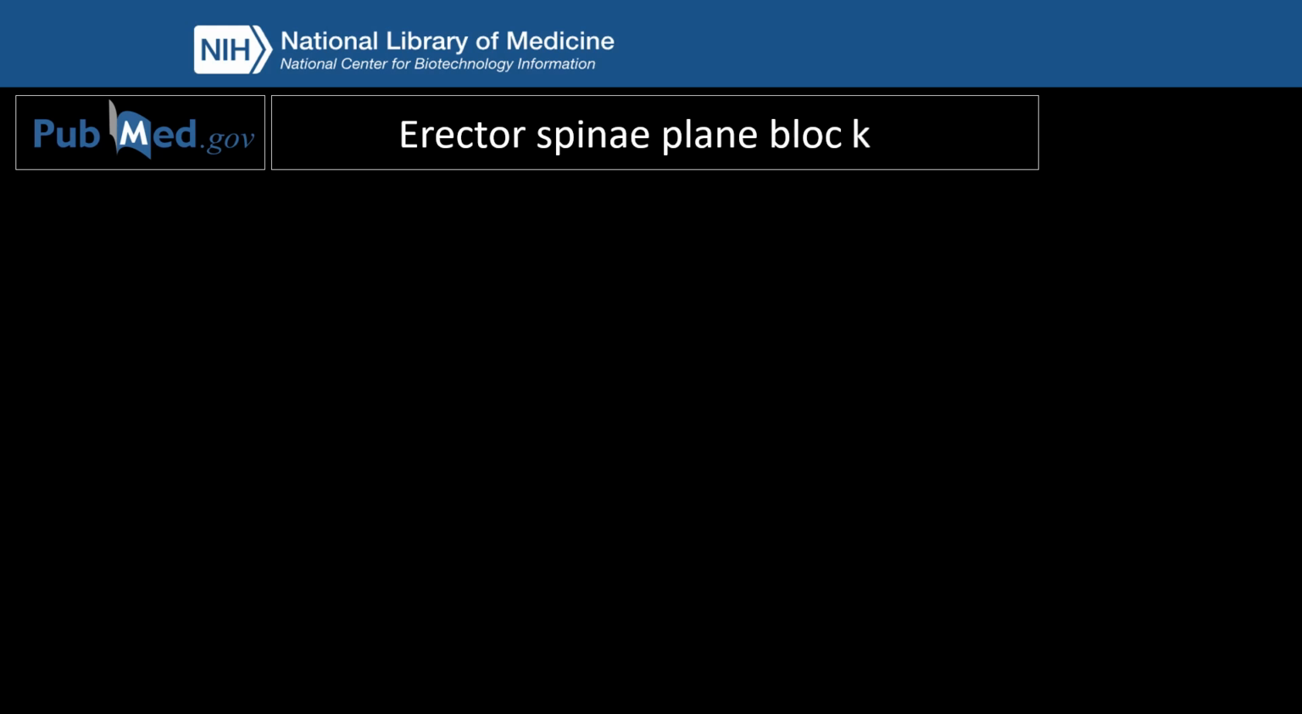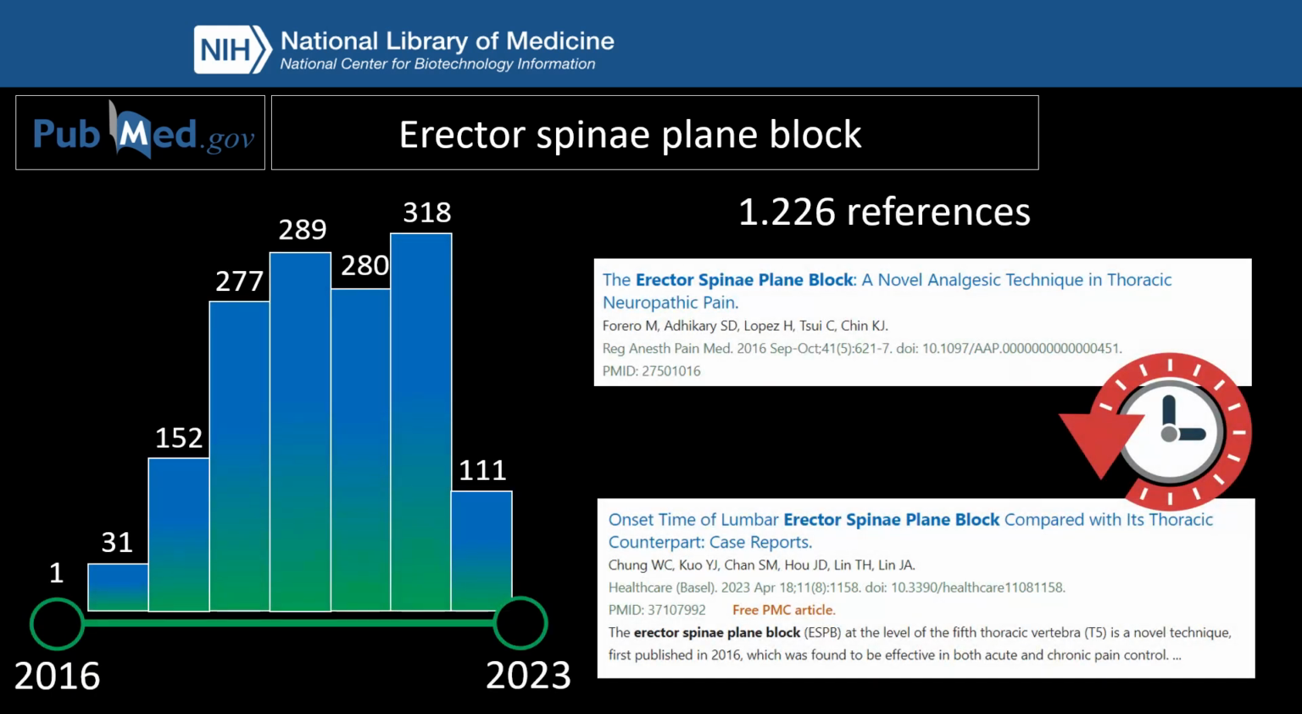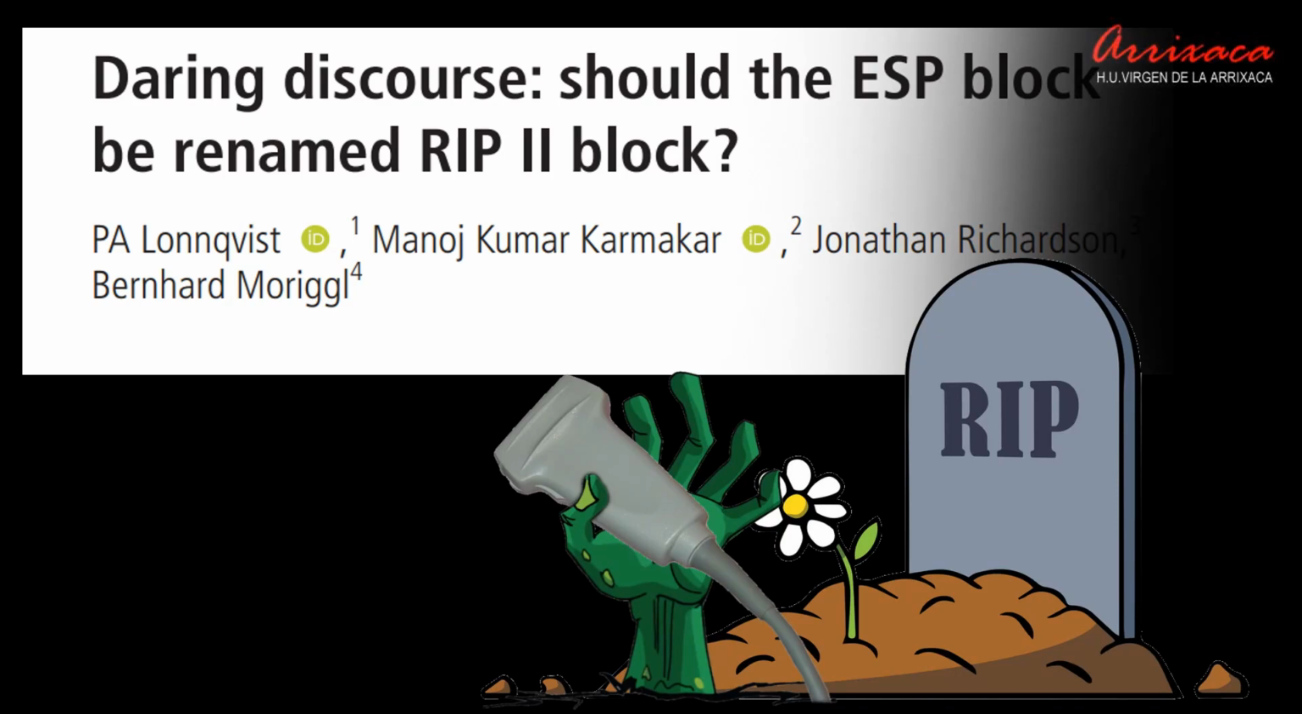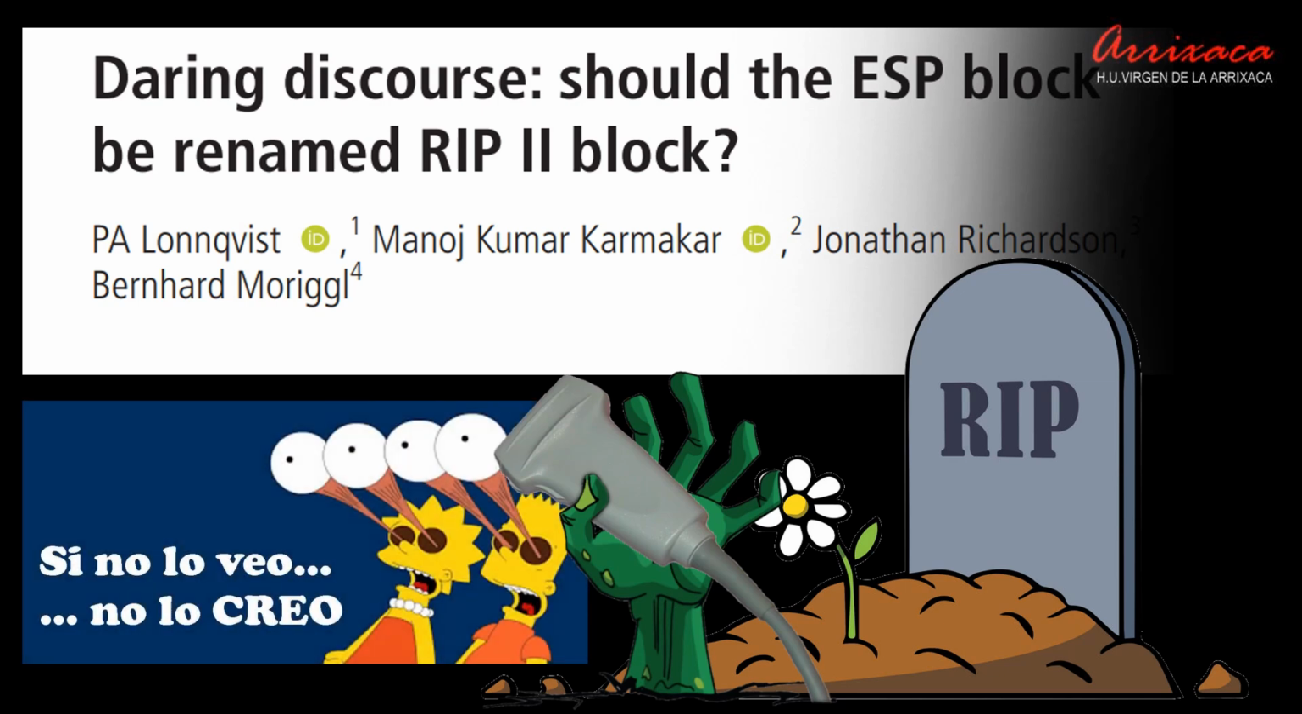The ESP block, independently of its defenders or detractors, has generated as many publications in just 7 years as the most popular fascial blocks have in over 20 years. However, its mechanism of action has been the main drawback of the paraspinal block since its inception. The lack of evidence on how the local anesthetic reaches the paravertebral space has been the reason why many of its detractors have tried to bury it soon after its birth.